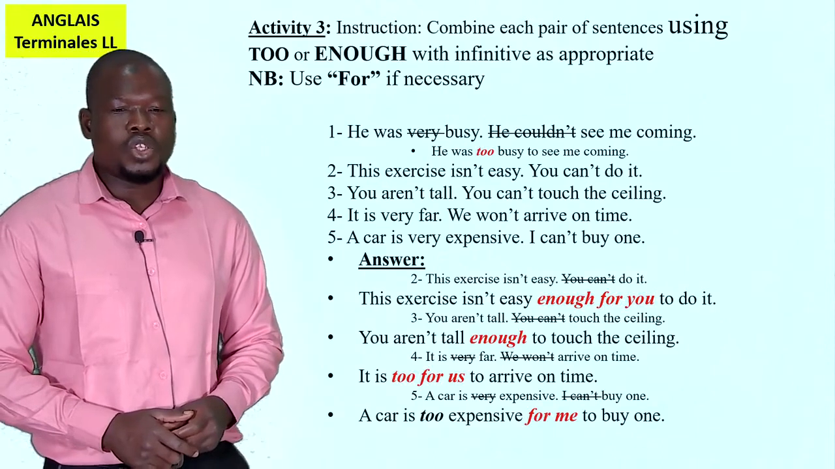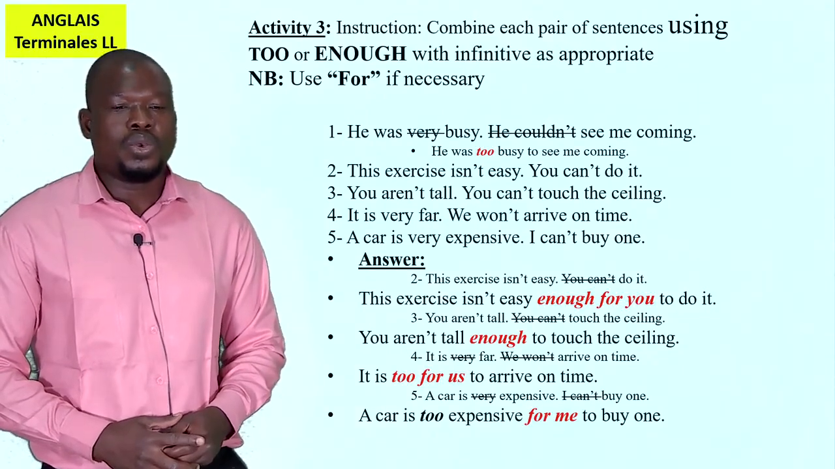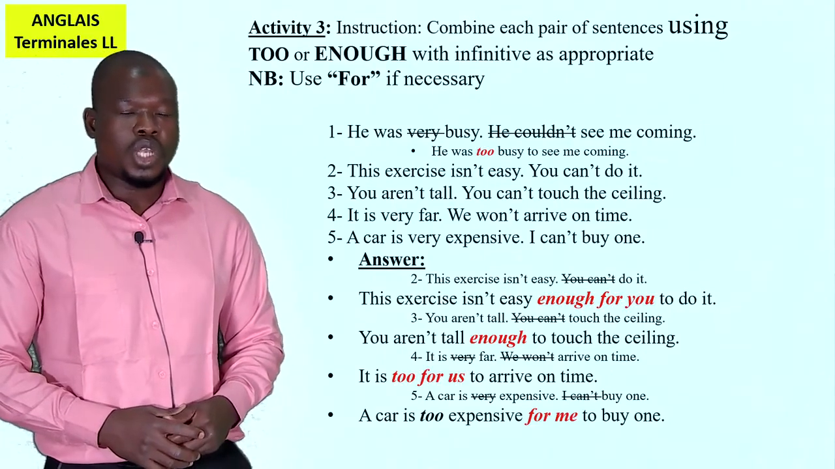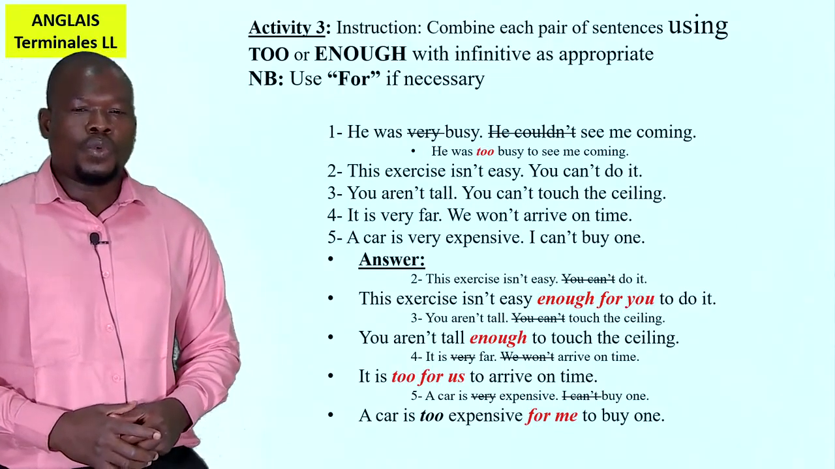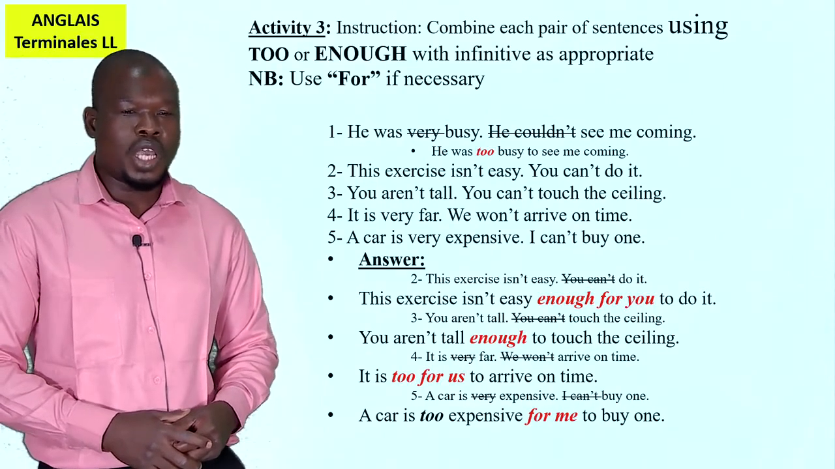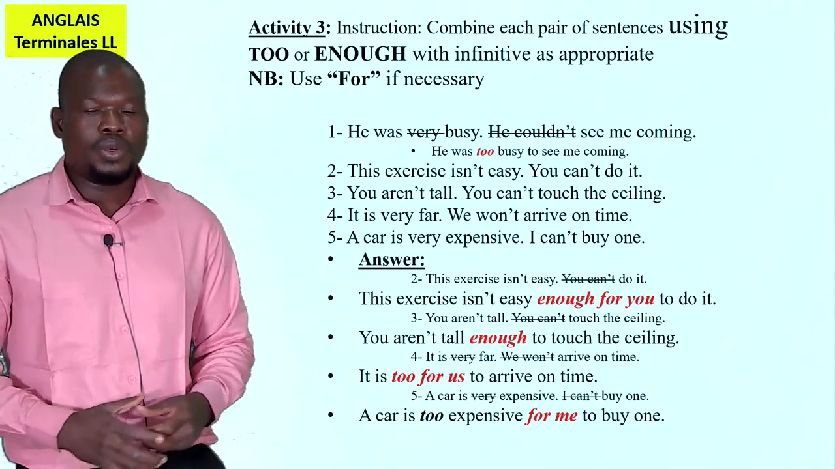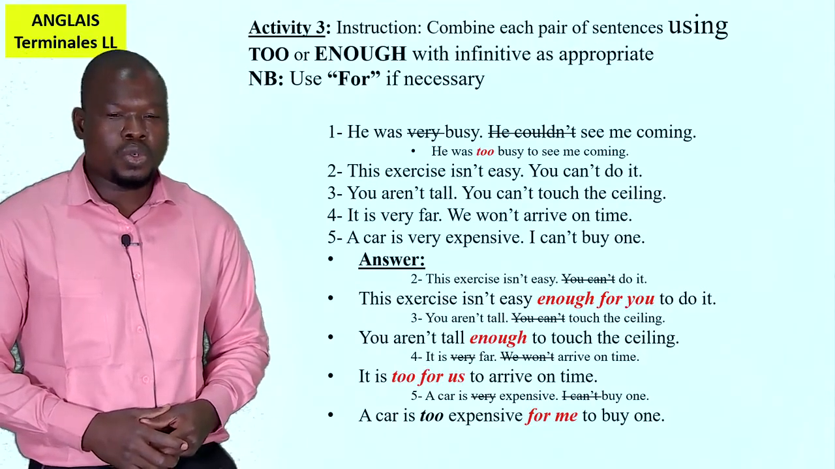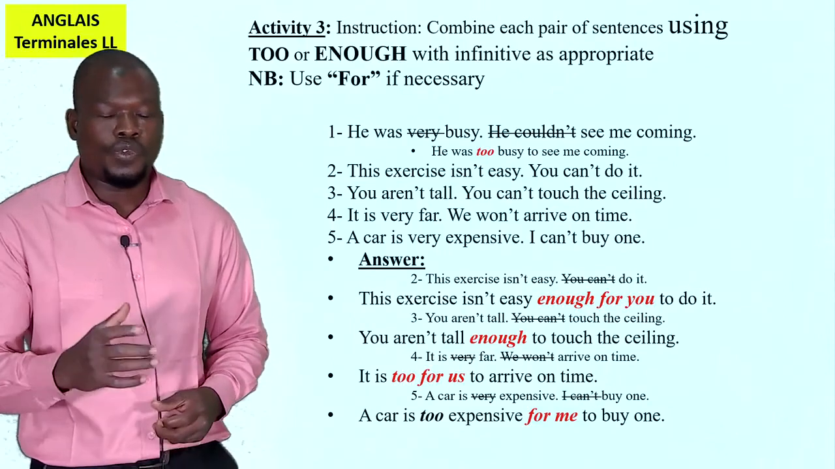The third: you aren't tall. You can't touch the ceiling. You see, you cross you can't. As a correction, you can say you aren't tall enough to touch the ceiling. The fourth one: it is very far. We won't arrive on time. You see here, we cross very and we cross we won't. As corrected, we can say it is too far for us to arrive on time. The use of for appears here.